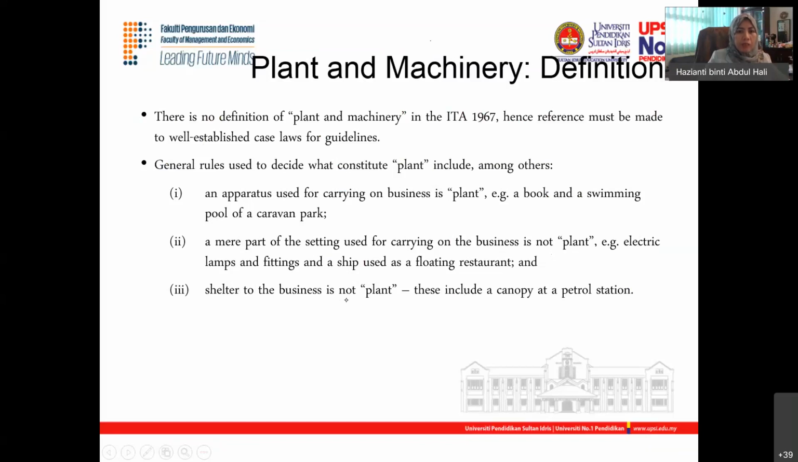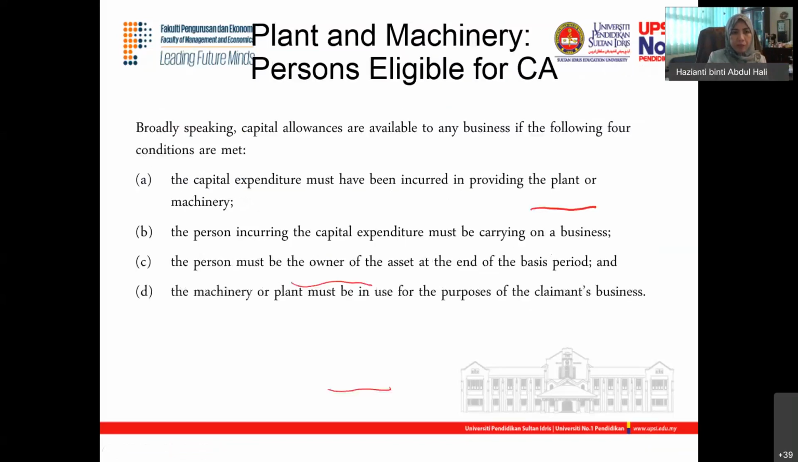Shelter to the business is not plant. So termasuklah canopy at the petrol station. So petrol station punya building tu is plant, tapi canopy dia tu bukan. So these are the general rules dia. So ada A, B, C, D, 4 points ataupun 4 factors yang kita kata the criteria that must be met in order for a company to claim for capital allowance.